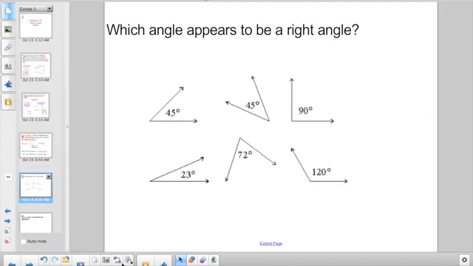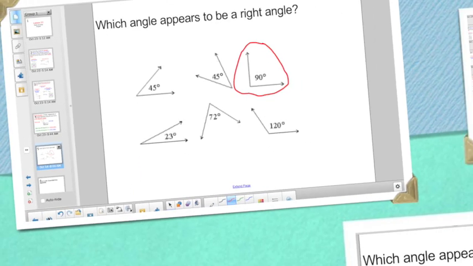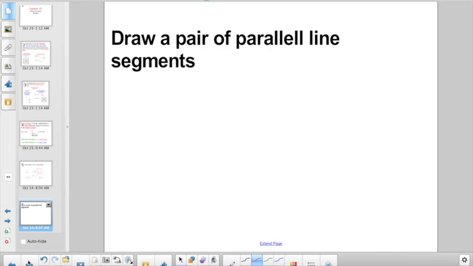All right, so let's start off. They're going to ask you things like which angle appears to be a right angle. And we just got done saying right angle is the one that intersects and forms a square 90-degree corner. So which angle appears to be a right angle? It is right there. Here they're asking us to draw a pair. Make sure you know how many are in a pair. A pair means two.